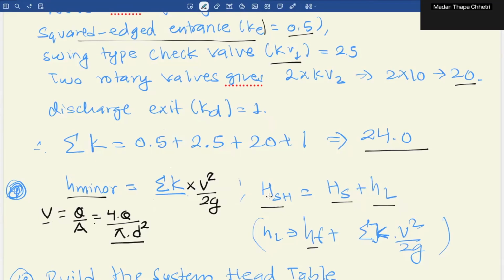And system head is given as static head plus head loss.